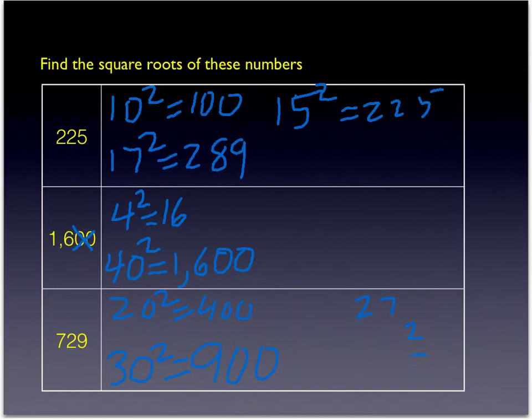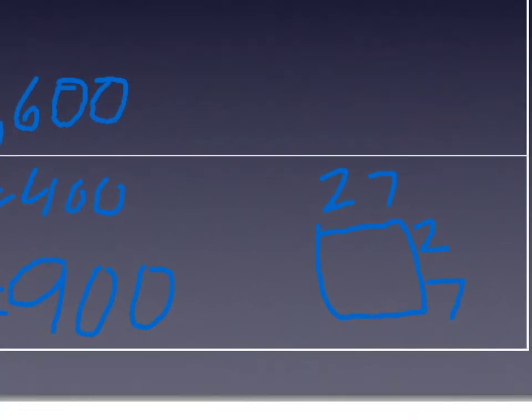27 is close to 30, so let's do our little 27 lattice. Okay, let me zoom in a little bit so I have more room. 27. Here's my lattice. All right. I have 7 times 2 is going to be 14. 2 times 2 is going to be 4. 7 times 7 is going to be 49. 2 times 7 is going to be 14. Okay, let's add them up. We have our 9 here. So far so good.